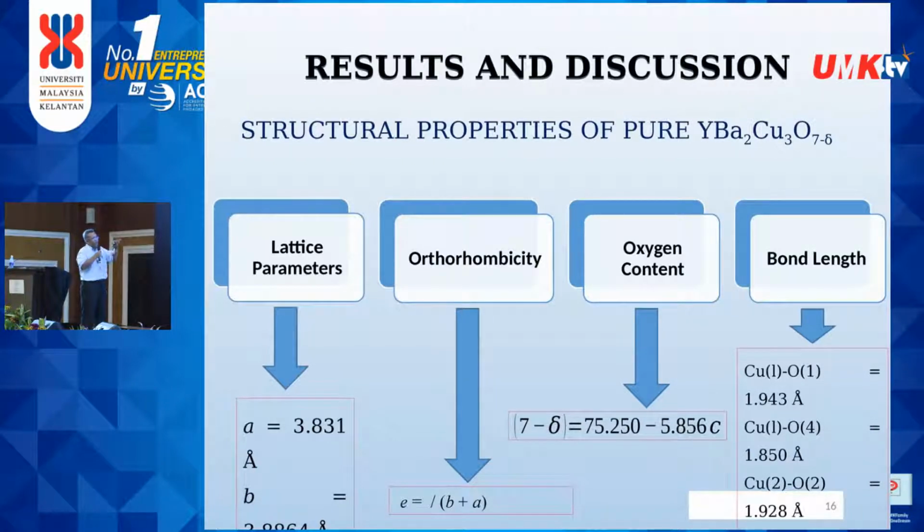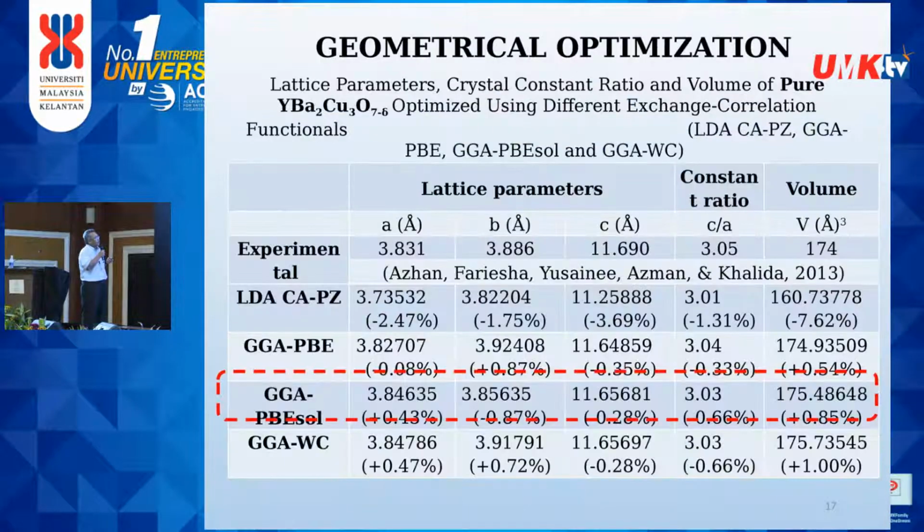And then for bond length, like Cu1O1, Cu1O2, this is at the copper oxide chain, and Cu2O2 at the copper O2 plane. Okay, we can measure the bond length between copper chain and copper plane. All right, this is geometrical optimization using experimental. So this is the lattice parameter for ABC, and this is the correction factor, LDA, CA-PZ.